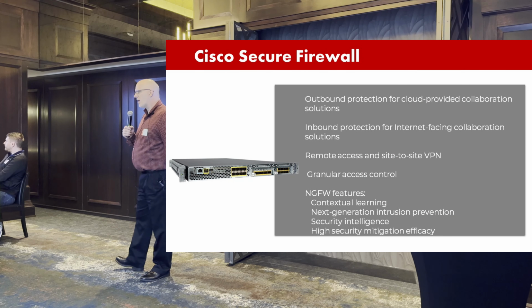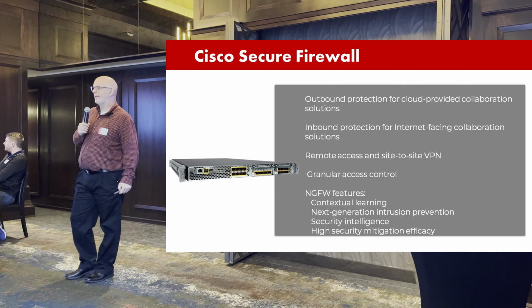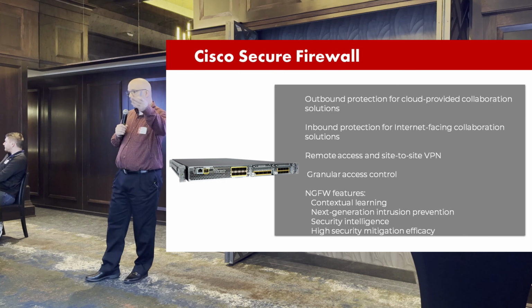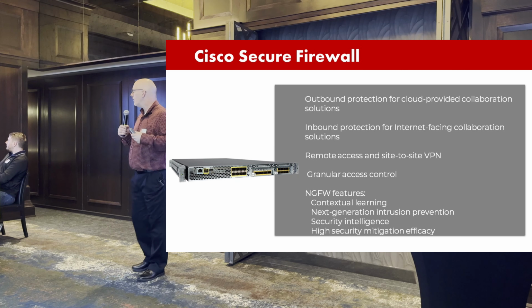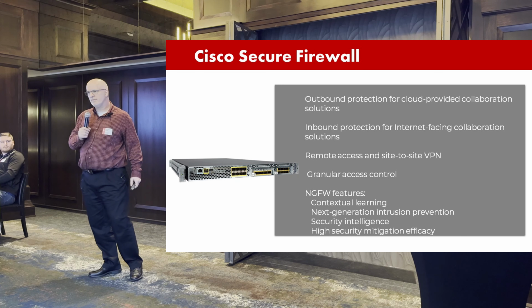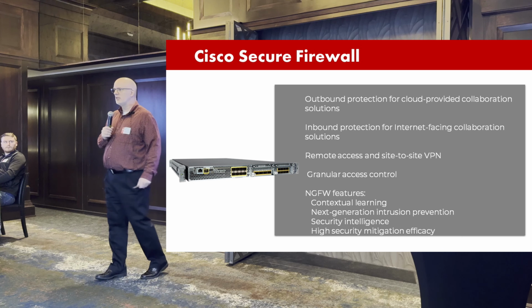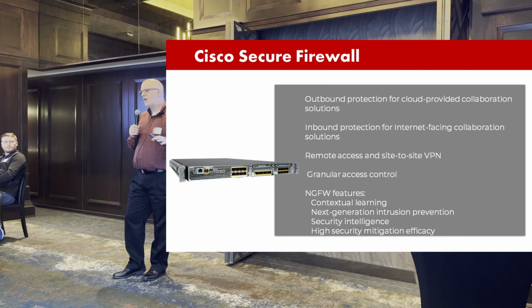Next, to shift to the next product, Cisco Secure Firewall. I'm sure most of you are familiar with it. The evolution of the firewall goes way back. So the basic functionality of any firewall is to protect outbound connectivity to the internet for your collaboration solutions, and also to provide inbound protection from the internet for your internet-facing collaboration components. Okay? And then provide remote access VPN if that is necessary. Also granular access control. Your Cisco Secure Firewall is going to provide high-level security, threat mitigation efficacy, and mitigate connectivity to malicious infrastructure.